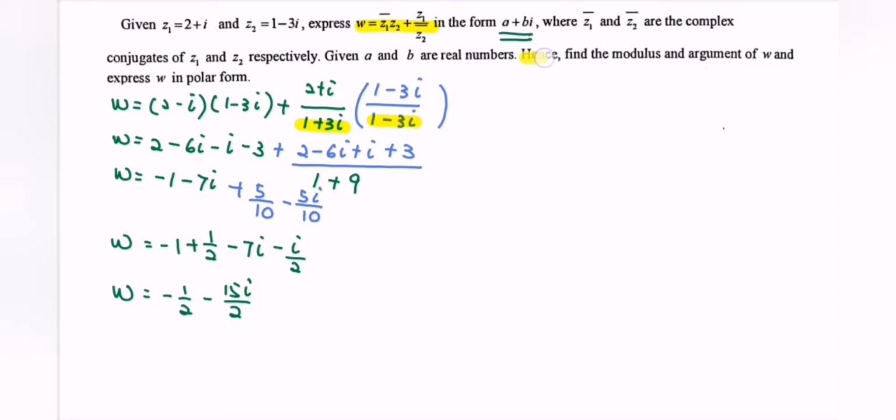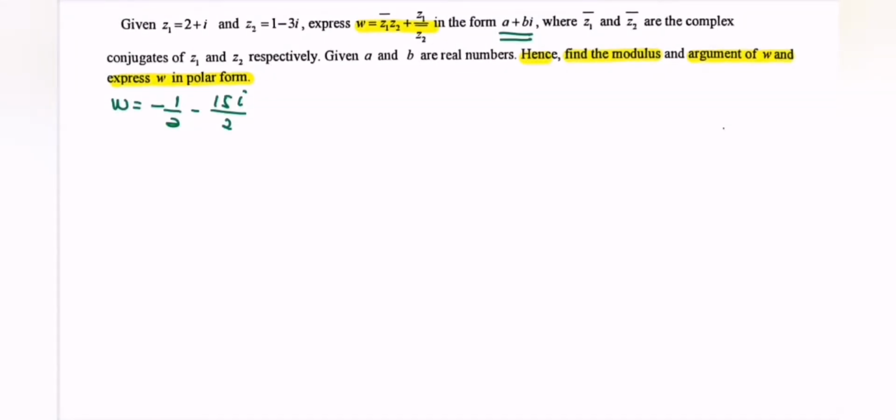Next, hence find the modulus and also the argument of w and then express w in polar form. First, what we have to do is express the situation in the Argand diagram. According to w, we have the third quadrant, because the real part is on the left-hand side because of negative, and the imaginary part is in the bottom part where we have the negative. So let's say this is w.